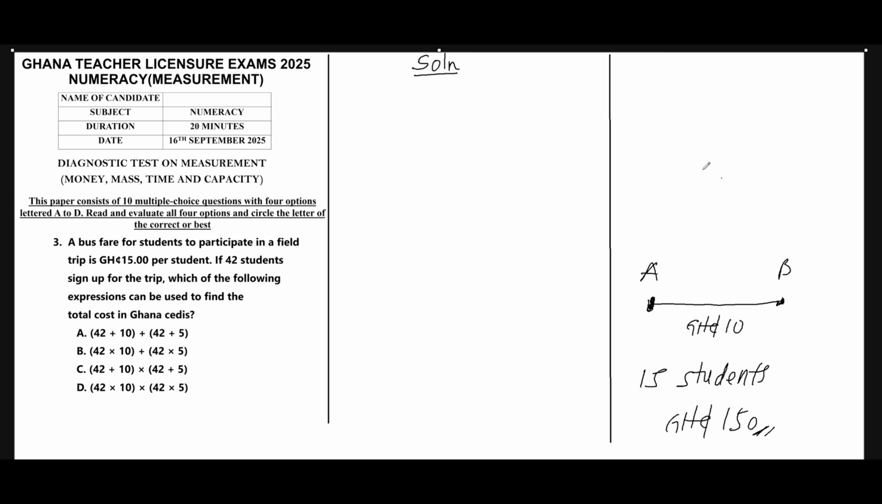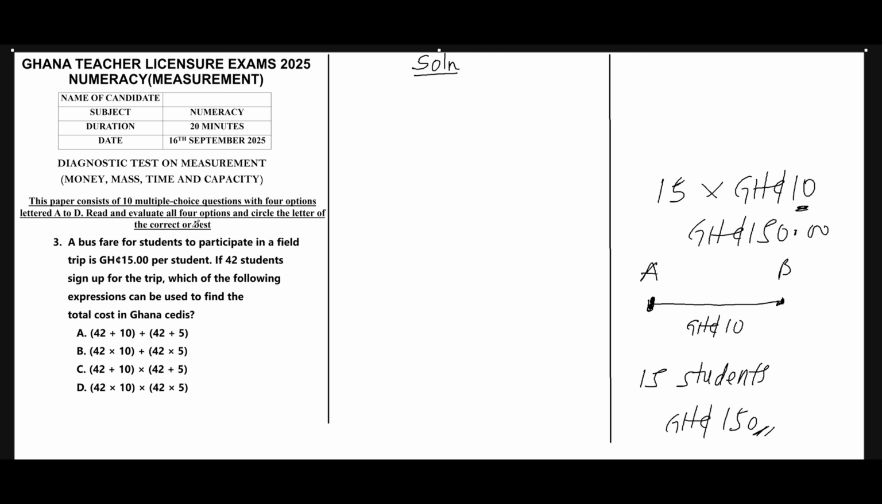How did we get the 150 Ghana cedis? You just multiply the number of students by the cost per head. You know that the cost per head is 10 Ghana cedis. So 15 times 10 Ghana cedis will give us 150 cedis.